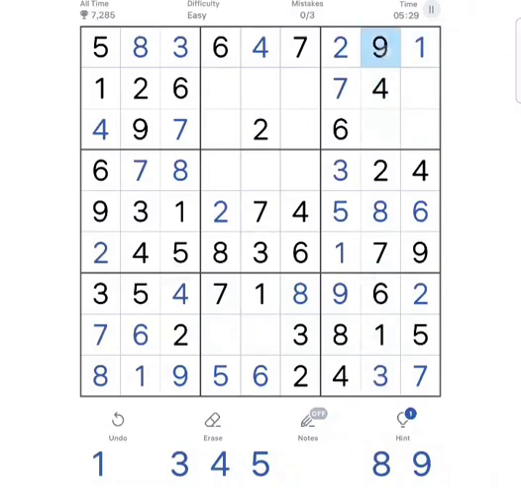Look at this row right here. 1, 2, 3, 4. We're missing a 5. What about this row? 1, 2. We're missing a 3, 4, 5, 6, 7. A 3 and an 8 also go here. Okay.